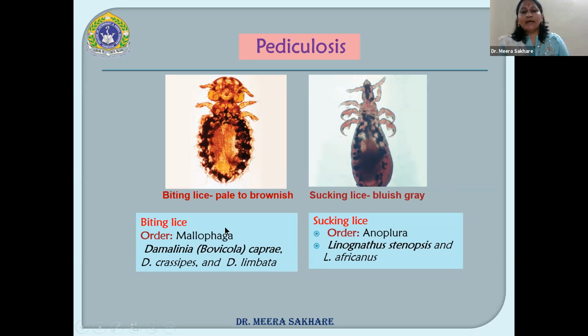These lice are of two types, biting lice and sucking lice. The biting lice have a broad head, which is broad, and a pale to brownish color. Sometimes sucking lice have a grayish coloration in microscopic examination. The sucking lice feed on blood or tissue fluids, while the biting lice feed on hair follicles or the epidermis layer of the skin of the animal.